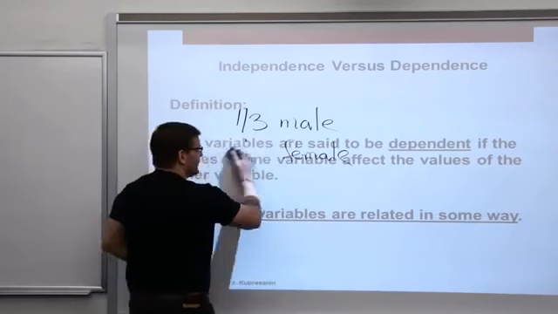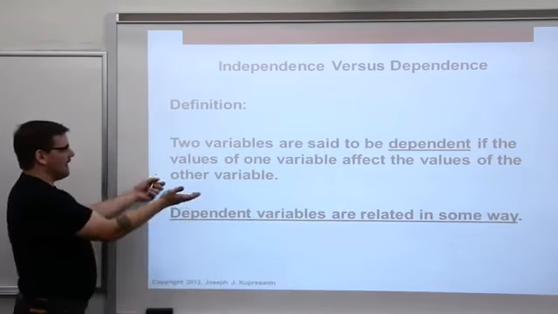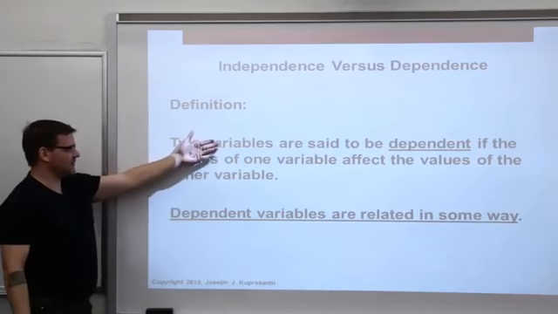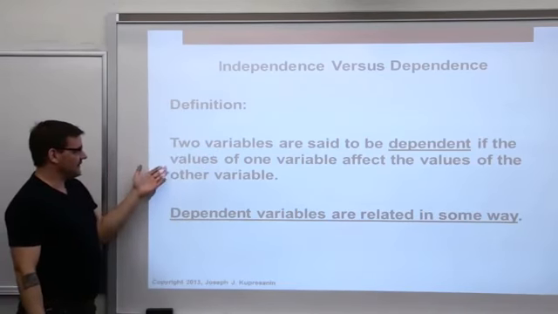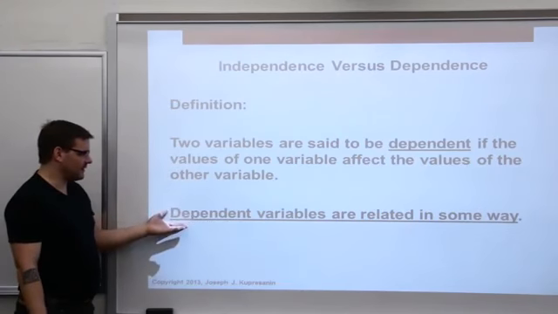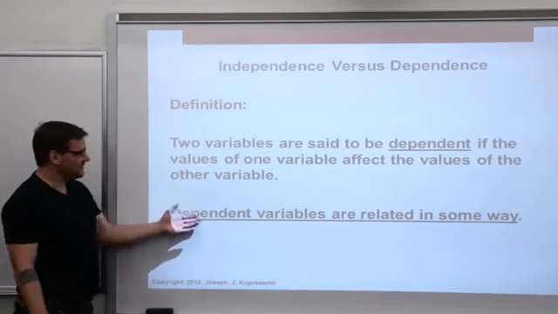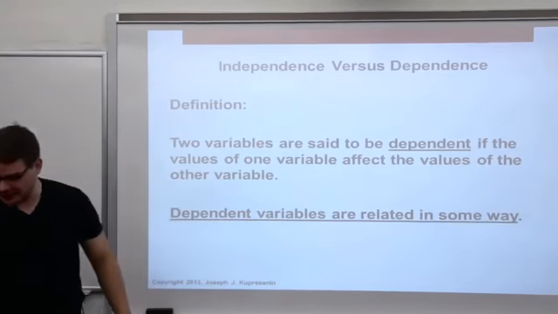So that's independence. Dependence is the opposite. Again, we'll have a casual definition. Two variables are said to be dependent if the values of one affect the values of the other. Dependent variables are related in some way. So let's think of some dependent variables.